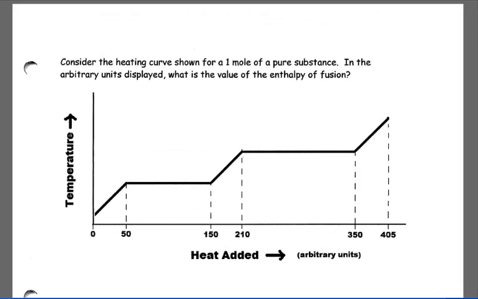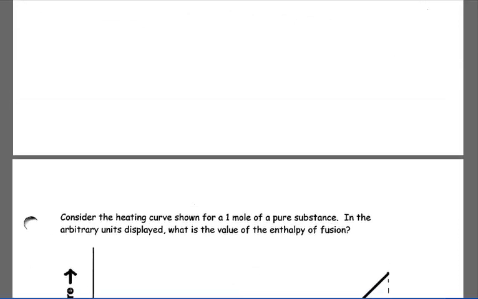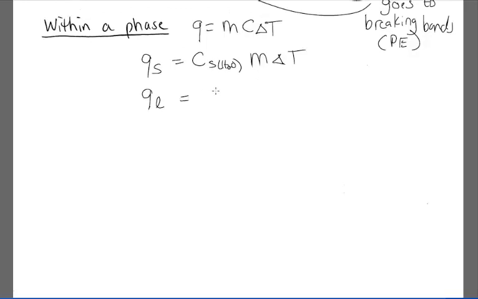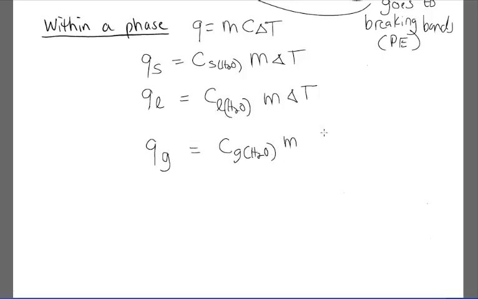The Q for the liquid portion is similarly the heat capacity for the liquid form of water times the mass times delta T, and the Q for the gas will be the heat capacity of the gaseous water times M times delta T. Now the heat capacity for liquid water we already know is 4.184 joules per gram Kelvin. We've used that number many times.